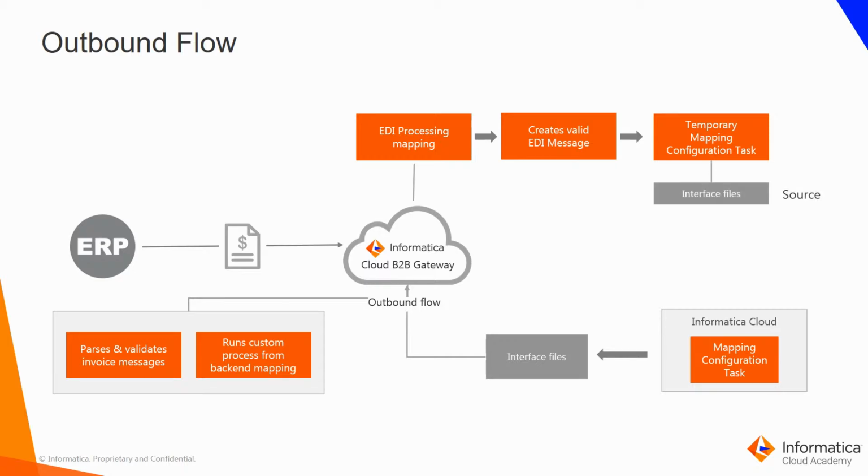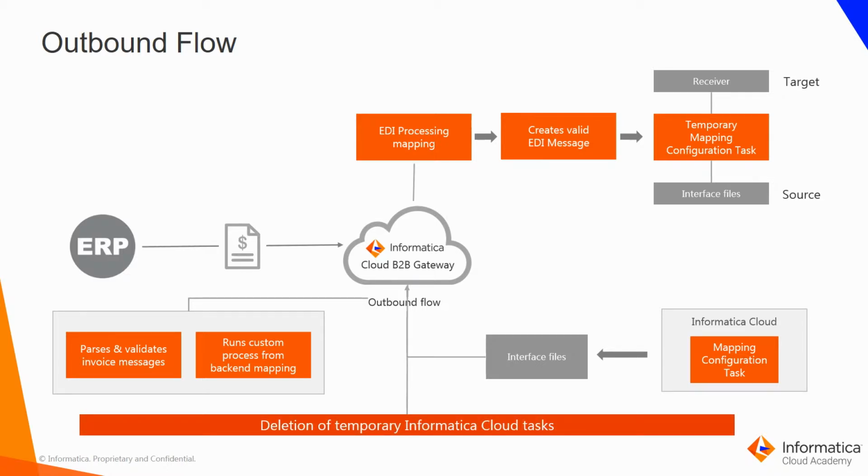Here, the source of the mapping is the interface files, and the target of the mapping is the location where the organization wants to send the messages. At the end, Informatica Cloud B2B Gateway deletes the temporary Informatica Cloud tasks from the Informatica Cloud org.